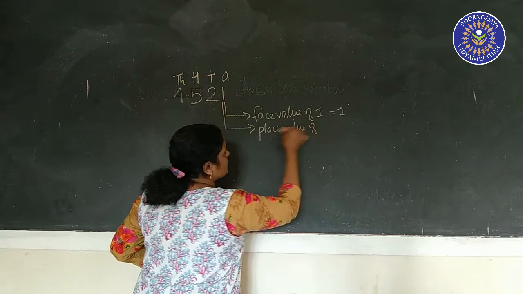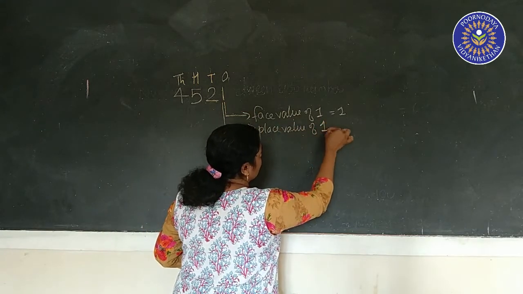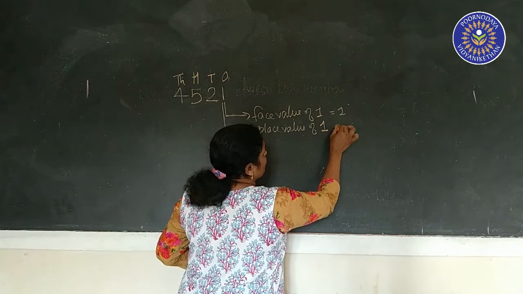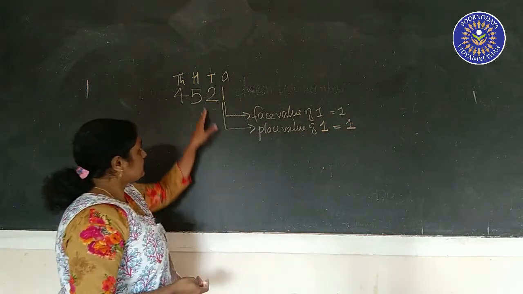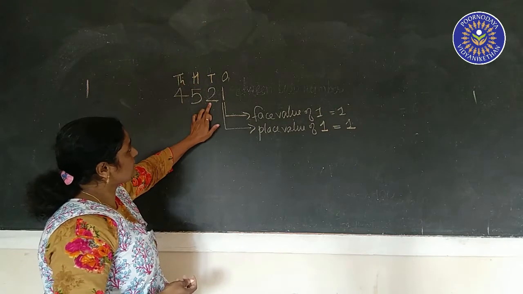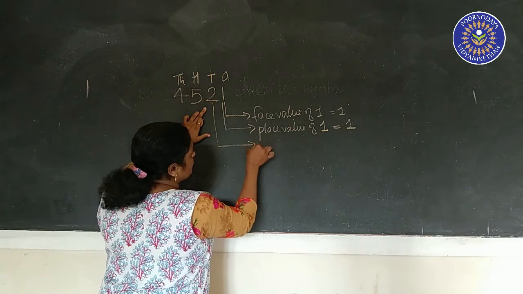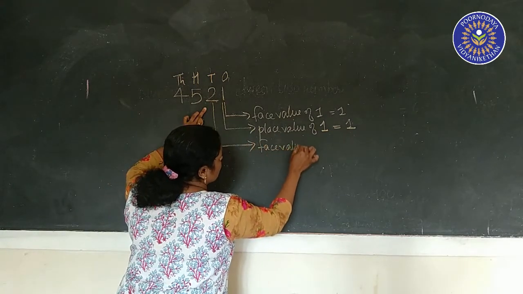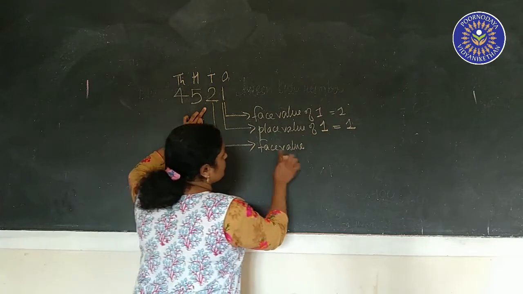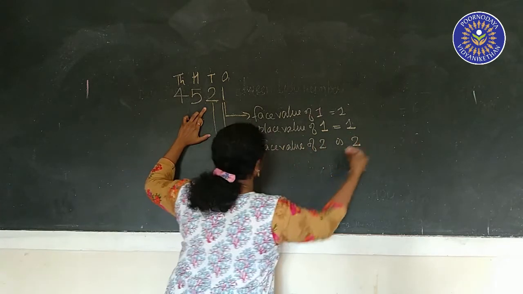Place value of the units place is the number itself. Place value of 1 is also 1. Then in the tens place, which number is here? 2. The face value of a number is the number itself. Face value of 2 is 2 itself.